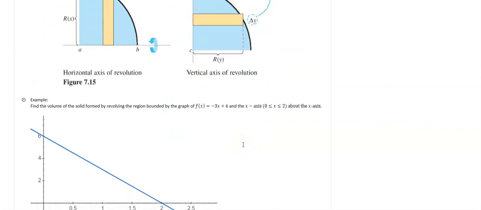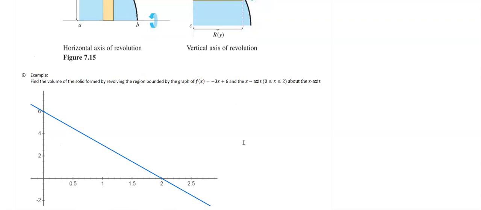So let's do an example. It says, find the volume of the solid formed by revolving the graph of f of x equals negative 3x plus 6 and the x-axis from 0 to 2 about the x-axis. So we do have a horizontal axis of revolution. Those are the easier ones, so that's a good thing.